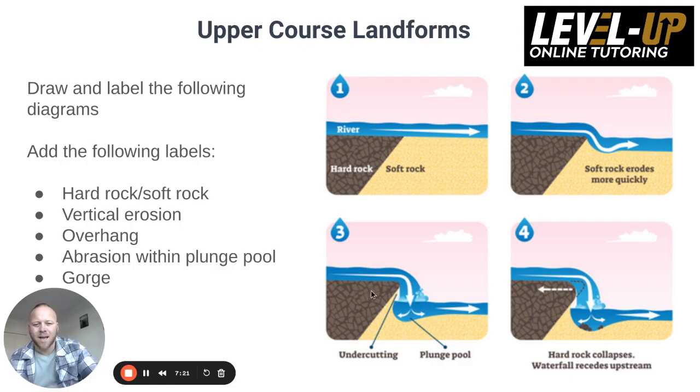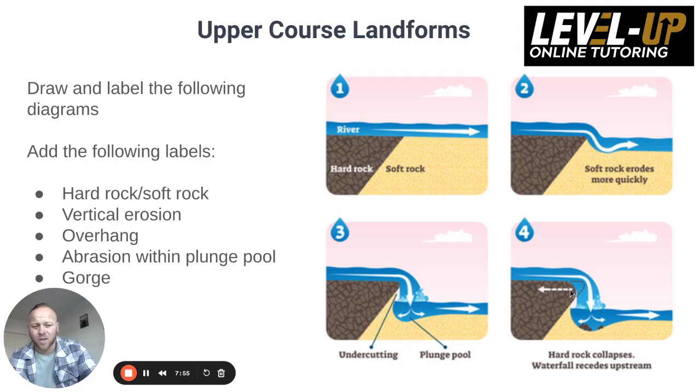Eventually, guys, this overhang is going to collapse because there's nothing there to support it. As it does, any hard rock that's in there is going to fall into the plunge pool, which acts as a tool for abrasion, which is where the water picks up all of that material and starts scraping away at the plunge pool, making it deeper and deeper over time, okay, wearing it away like sandpaper. All of these adjectives, all of this description, guys, this is how you're going to get big marks, explaining how that abrasion actually makes the plunge pool deeper over time.